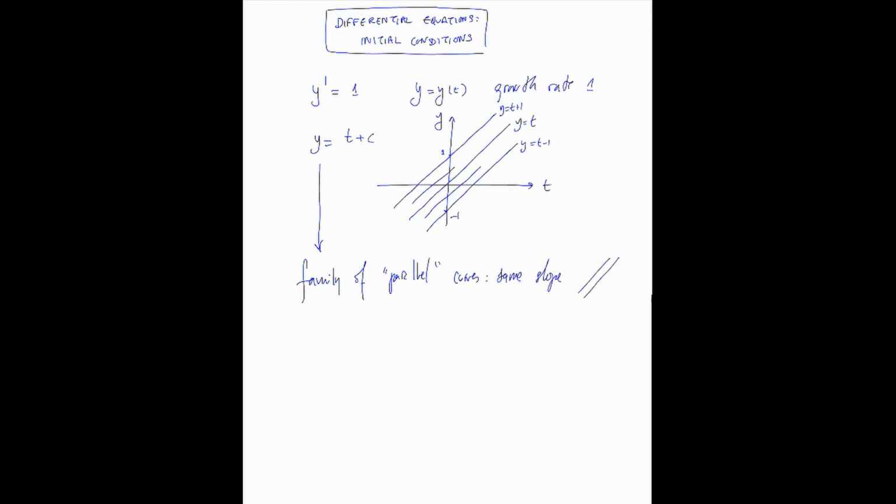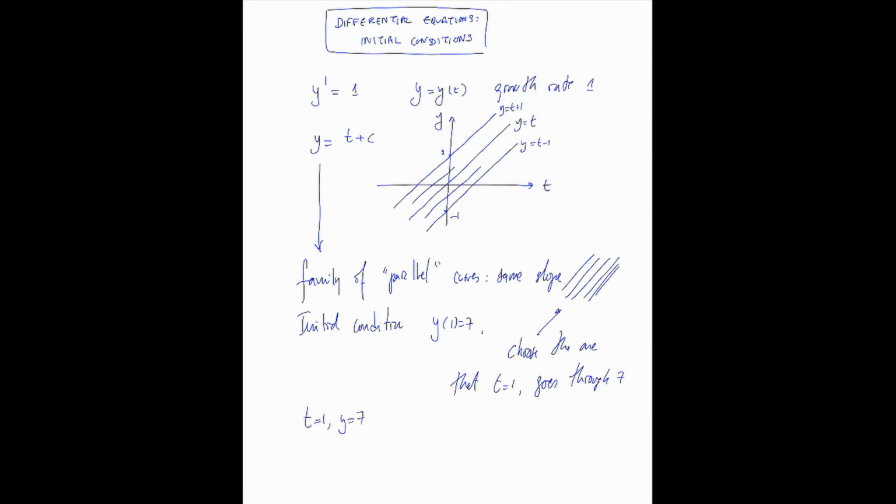They are all parallel. So now if we add an initial condition, something like y of 1 equals 7, this means simply that of all these parallel curves, choose the one that at time 1 goes through 7. This means when t is equal to 1, y is equal to 7. As y is t plus c, 7 has to be 1 plus c. So c has to be 6 and y is t plus 6.